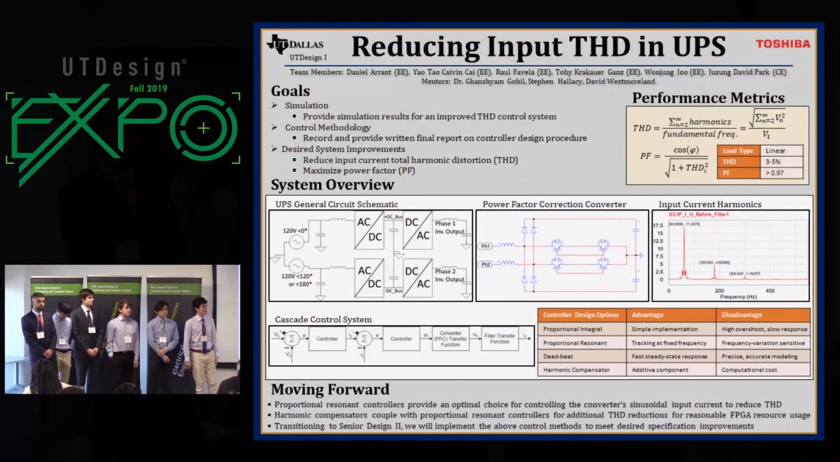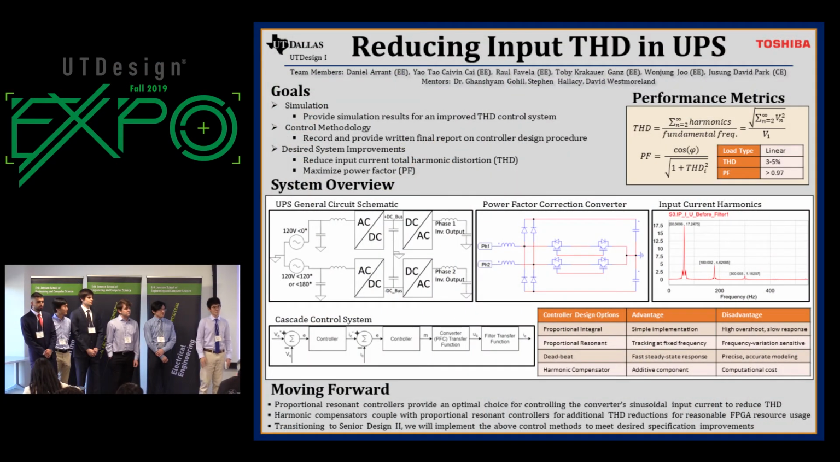So we are designing an improved UPS control system on the AC-DC converter side to reduce input current THD. And we're going to do that in MATLAB and PSIM software. So now Kevin will go over some of the performance metrics as well as the system that we're currently working with.